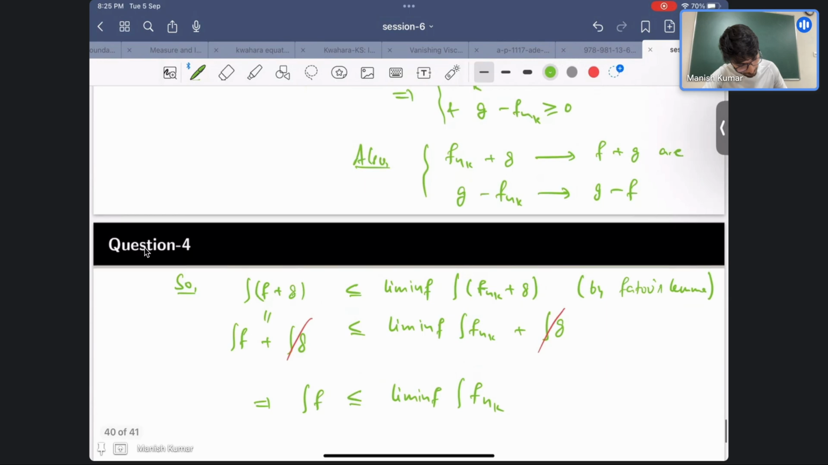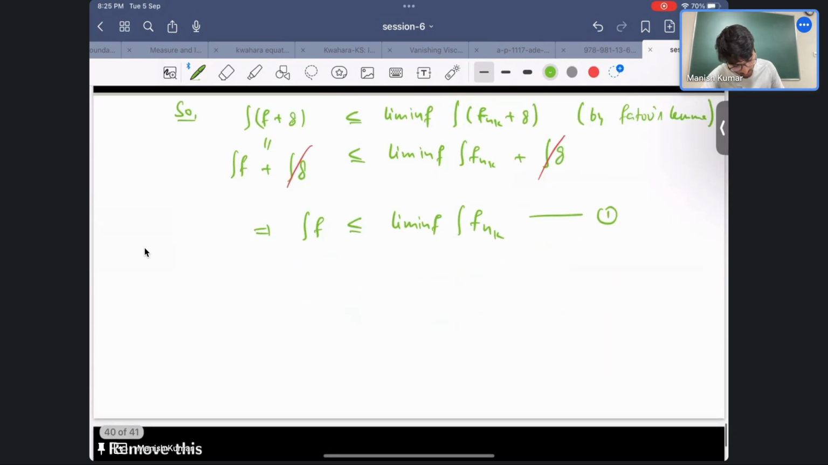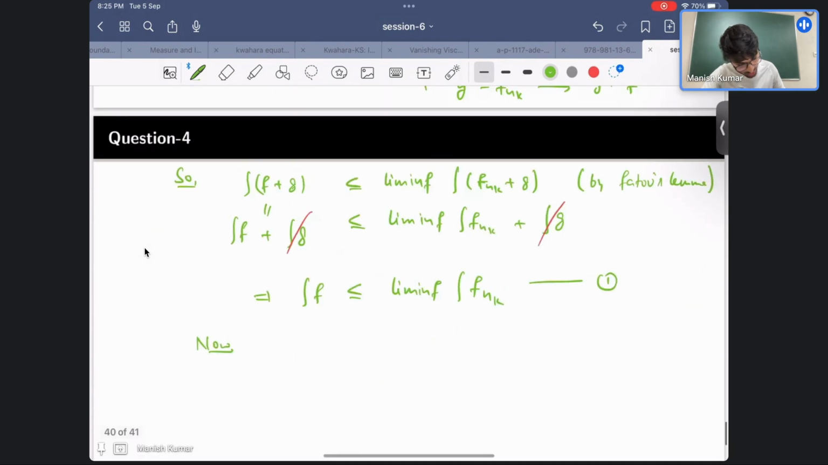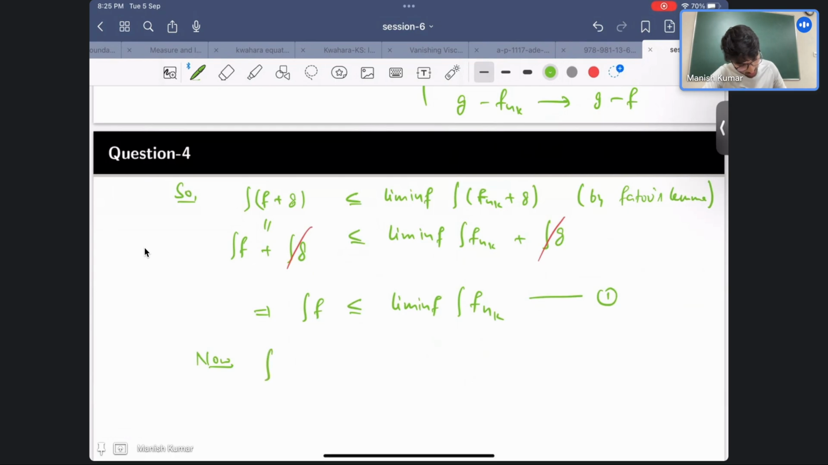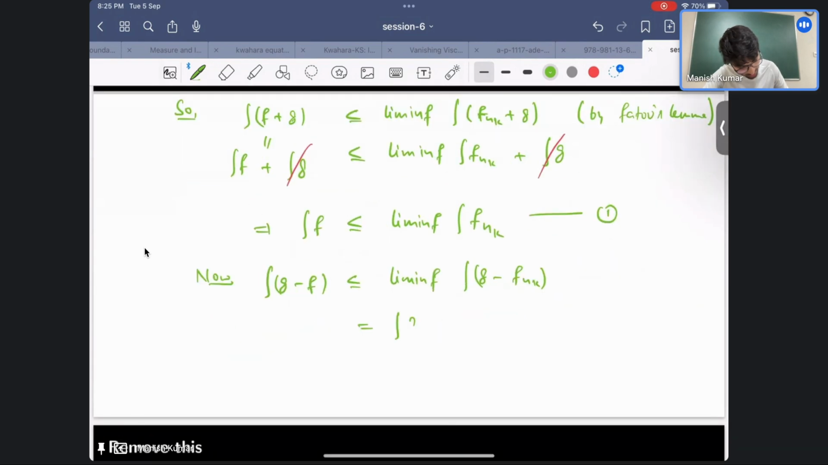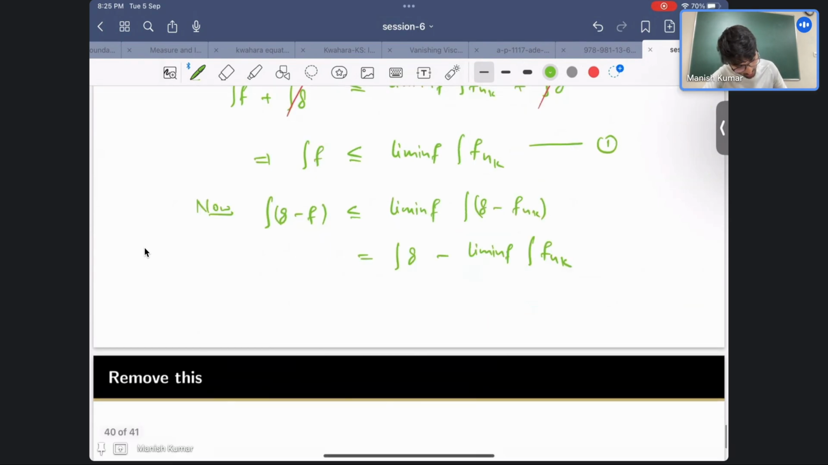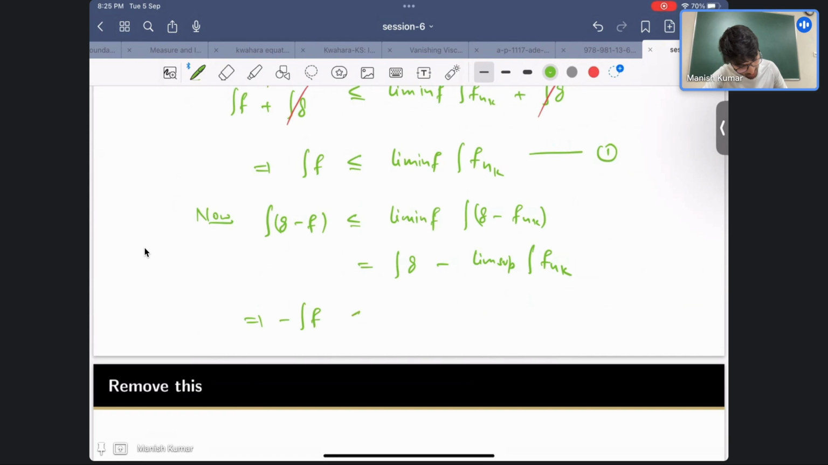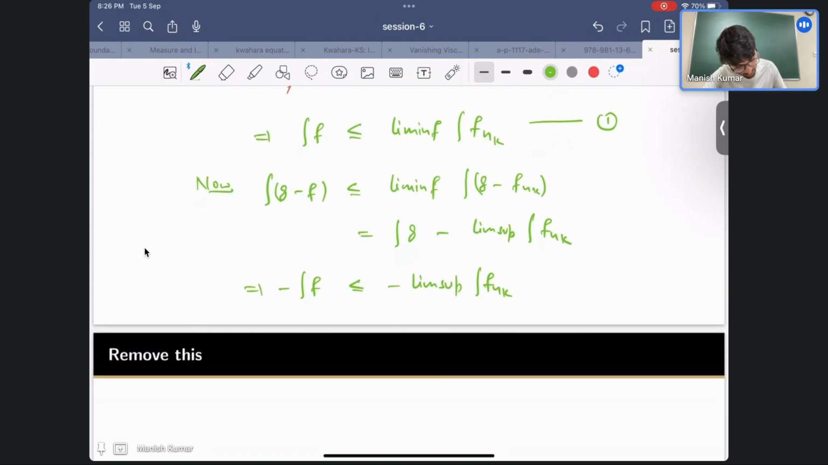Okay, so let's say this is 1. Now again using the second point, I can write the integral of g minus f is less than or equal to lim_inf of the integral of g minus fnk, right? So from here I get the integral of g minus lim_sup of the integral of fnk, and again I can cancel this g. So I'll have minus the integral of f less than or equal to minus lim_sup of the integral of fnk, and if I multiply by minus, the inequality will change. So this is 2.